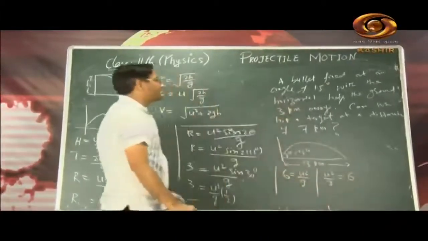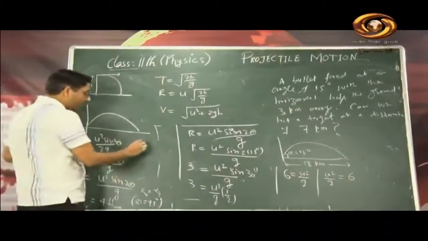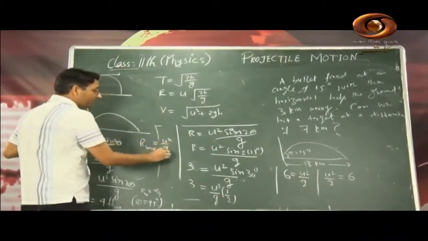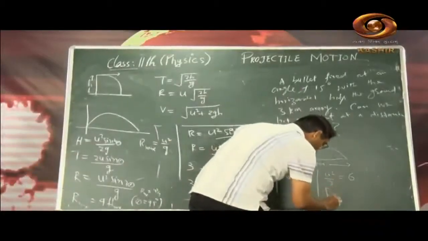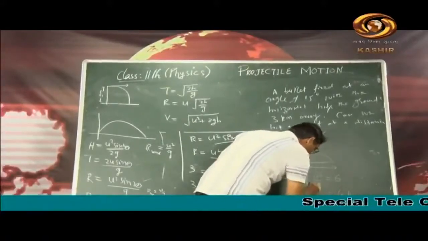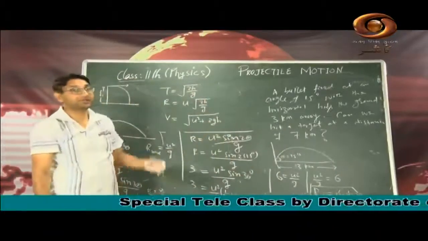Do you know u²/g? There is a formula called R max, the maximum range. R max is equal to u²/g. This formula gives the maximum range. So this u²/g is nothing but R max. So we got R max equal to 6 kilometers, because u²/g is the maximum range. We can go up to 6 kilometers maximum.